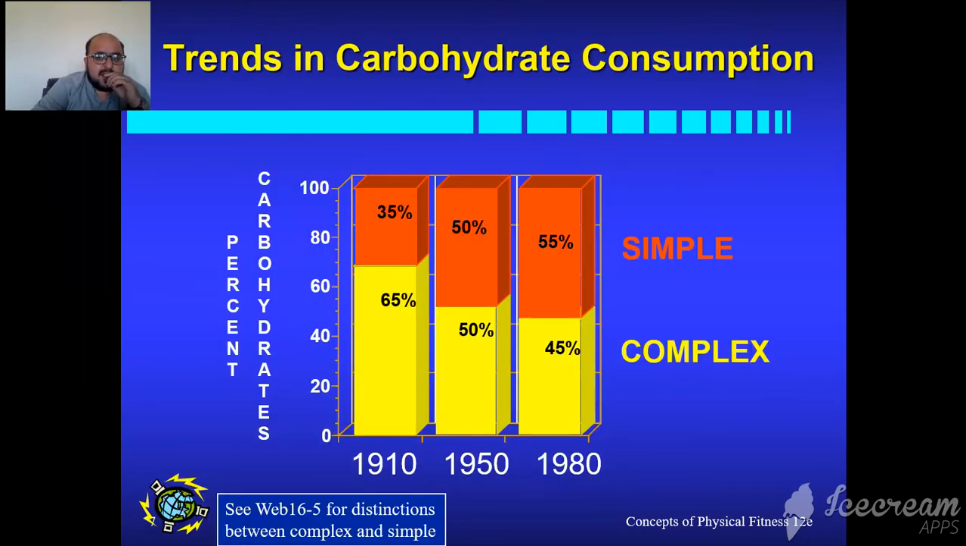Look at the trend of carbohydrate consumption. You can see here in 1910, the complex carbohydrate consumption was 65% and the simple carbohydrate consumption was 35%. And then the simple carbohydrate consumption was 50% in 1950, and 50% complex carbohydrate, while in 1980 it was 55% simple carbohydrate and then 45% complex.